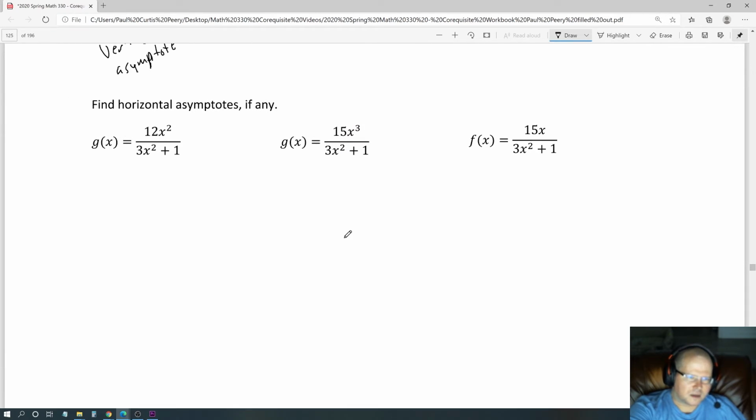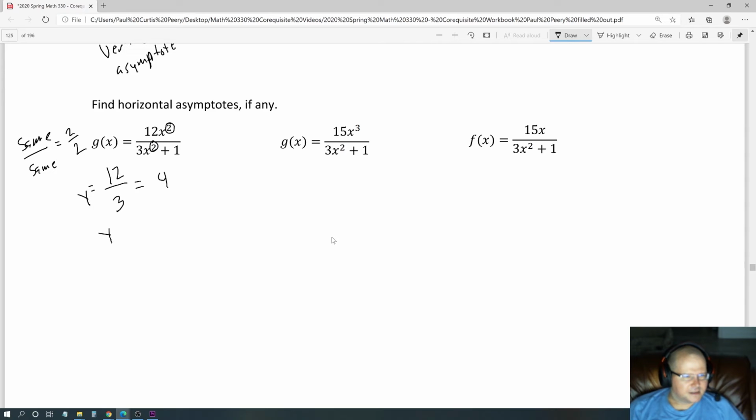Okay, we want to find the horizontal asymptotes, if any. If they are equal, so this is the same, right? What I mean by that is they're both 2. The exponents right here, 2 and 2. They're the same. So in this case, what we're going to do is take the coefficients, and that gives us a 4. So in this case, we have a horizontal asymptote at y is equal to 4.